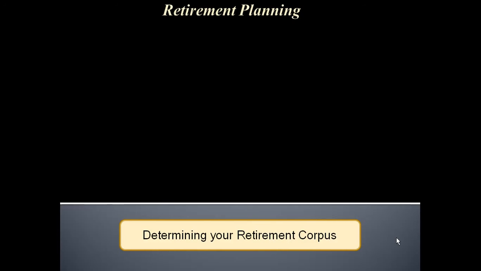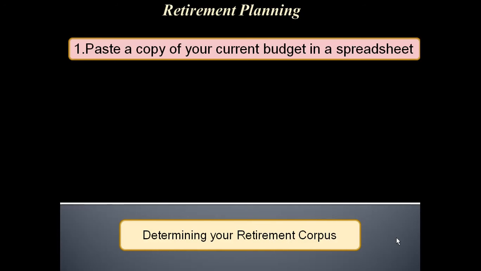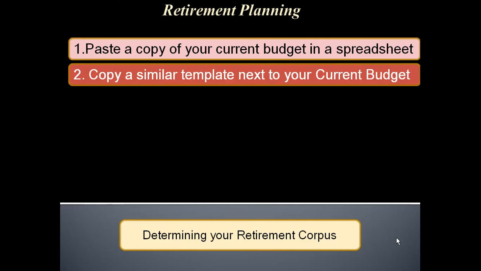The following are these steps. The first step is to make a copy of your budget and paste it in a new spreadsheet. We shall call this your current budget. Make another copy and paste it next to your current budget. We shall call it your retirement budget.